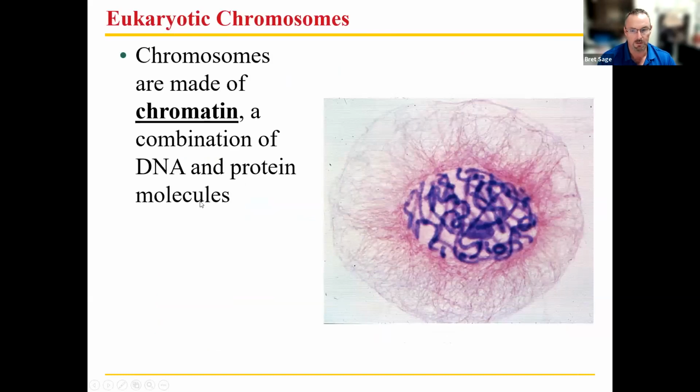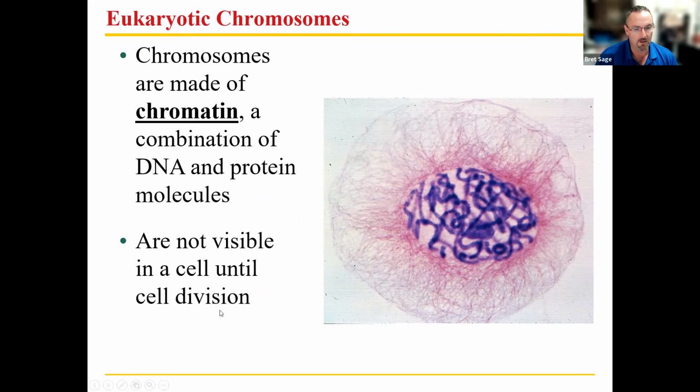You carry out a chromosome. So chromosomes are made of a chemical called chromatin, which is a combination of DNA that we've already talked about, and protein molecules. Protein molecules are there to help organize it during cell division. They're not visible in a cell until cell division. So here you can see them. They look like purple spaghetti. So I'll be referring to purple spaghetti a lot. You can't see them unless cell division has begun, and that's usually in prophase, which I'll be talking about in a moment.